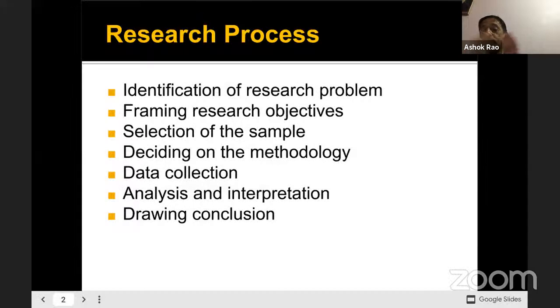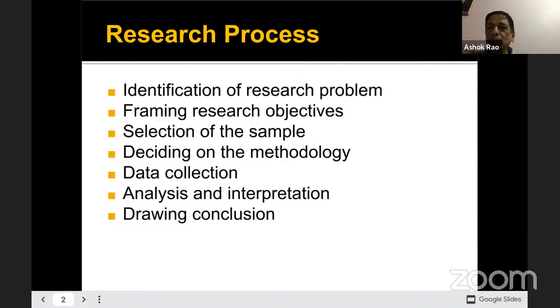Be stuck. So you should be very clear as to how to do the analysis, what type of analysis has to be done. And then probably after the analysis has been done, you will find the findings, and how you interpret the findings is another important factor. And after drawing the interpretation, you may have to draw the conclusion for your research. So this is the broad research process that is involved in social science research.